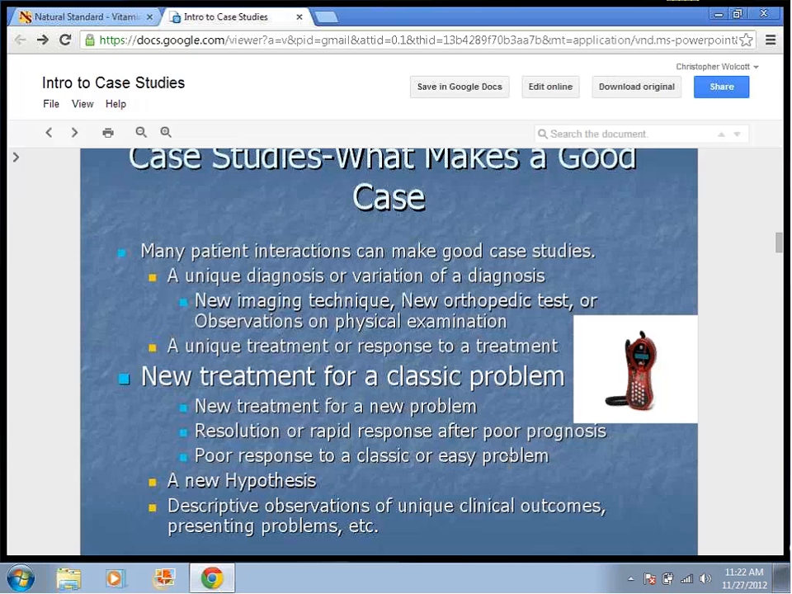So anyway, that's an example of something that I might have noticed to think maybe this is worth searching the literature for to see, has this been published on? And if not, that makes a good case study. So the point being, lots of things might make good case studies.